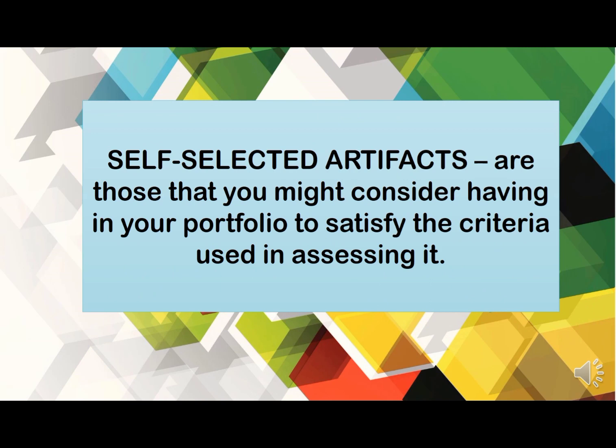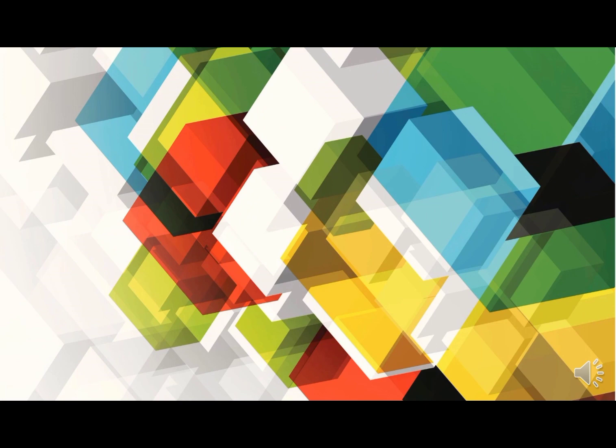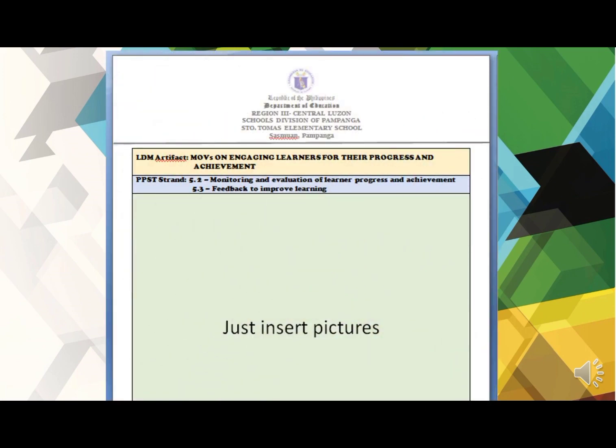Moving on to the self-selected artifacts. These are those that you might consider having in your portfolio to satisfy the criteria used in assessing it. The first one is MOVs on engaging learners for their progress and achievement. PPST Strand 5.2, monitoring and evaluation of learner progress and achievement. 5.3, feedback to improve learning.